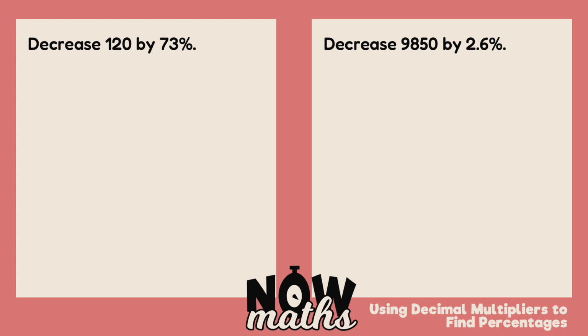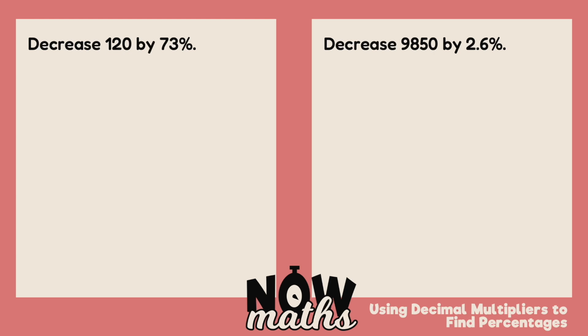Now we're going to take a look at how to decrease an amount by a percentage using decimal multipliers. Remember, to decrease by a given percentage, we would usually find the percentage given, then subtract the answer from the original amount. When we use decimal multipliers, we're going to approach these questions in a similar way to the increase questions. So looking at the question on the left first, we're going to start by saying that 120 is 100%.